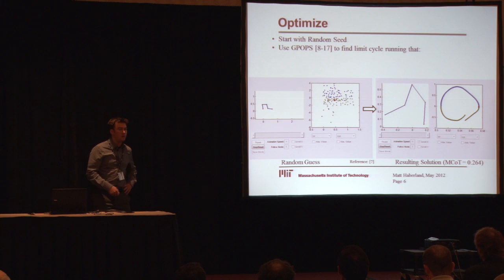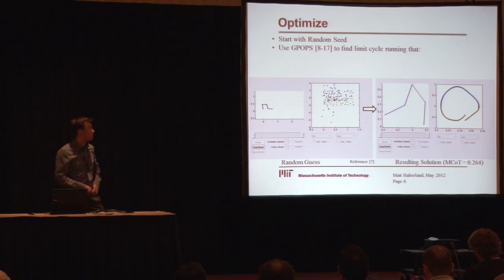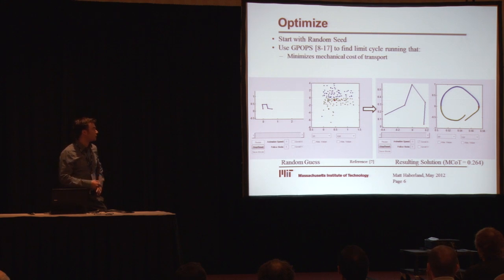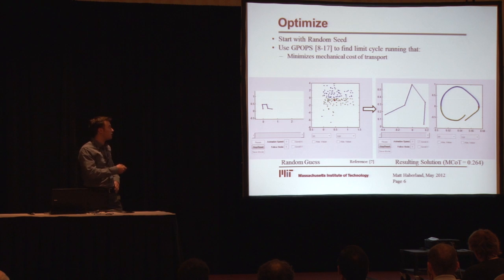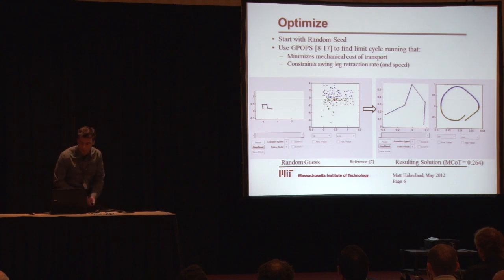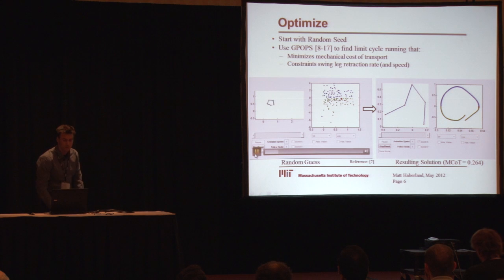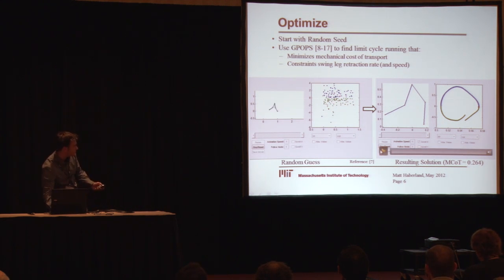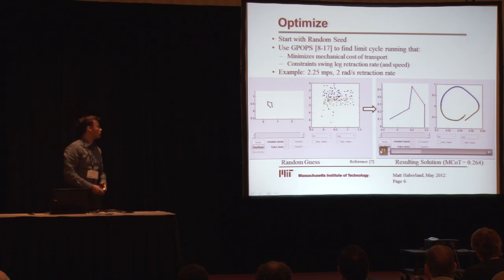So that's the model, and now I'm going to optimize for minimum mechanical cost of transport using general pseudospectral optimal control software, GPOPS, for a limit cycle running that minimizes that cost of transport and constrains the swing leg retraction rate. So I start with an initial seed, a random seed. It's a random collection of states at random times. And GPOPS returns limit cycle motion. So this is an example at 2 radians per second retraction rate. This is what I get out of it.